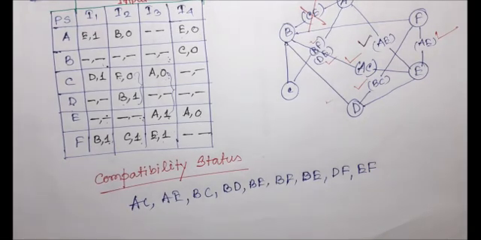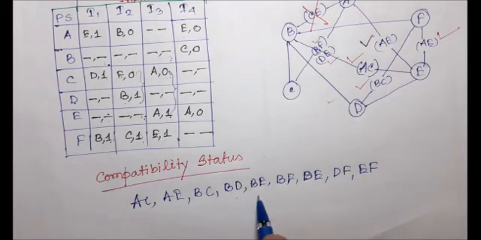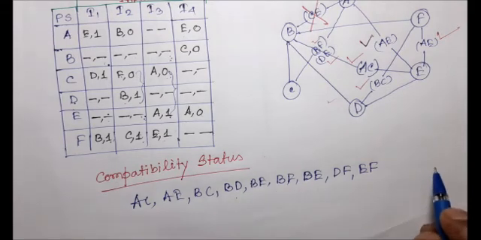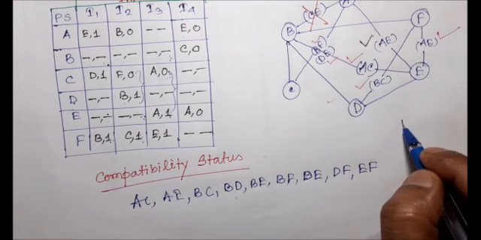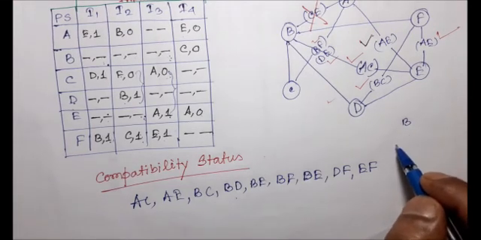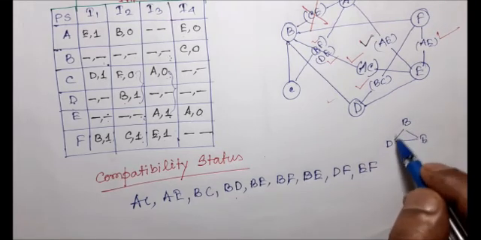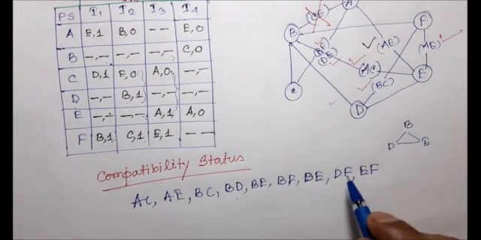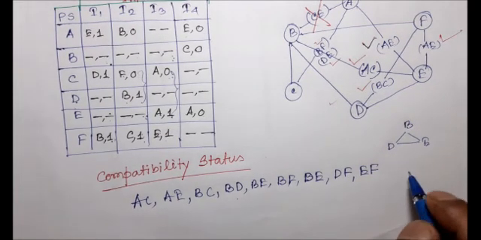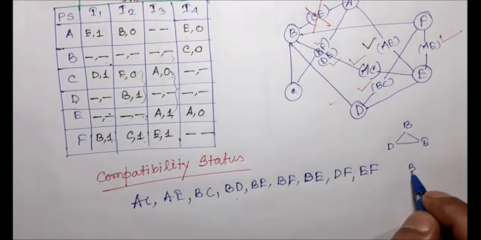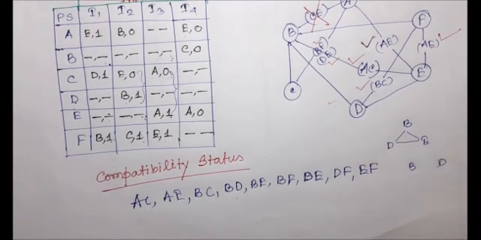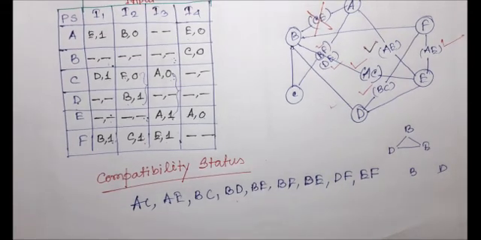So, from this we can also reduce. You can know that BD, BE, BF, so I can write like this, BDE. So, we can write BD in a single step. After finding the merger, drawing the merger graph, we will be looking for the compatible pair. So, there we will look for the polygon.